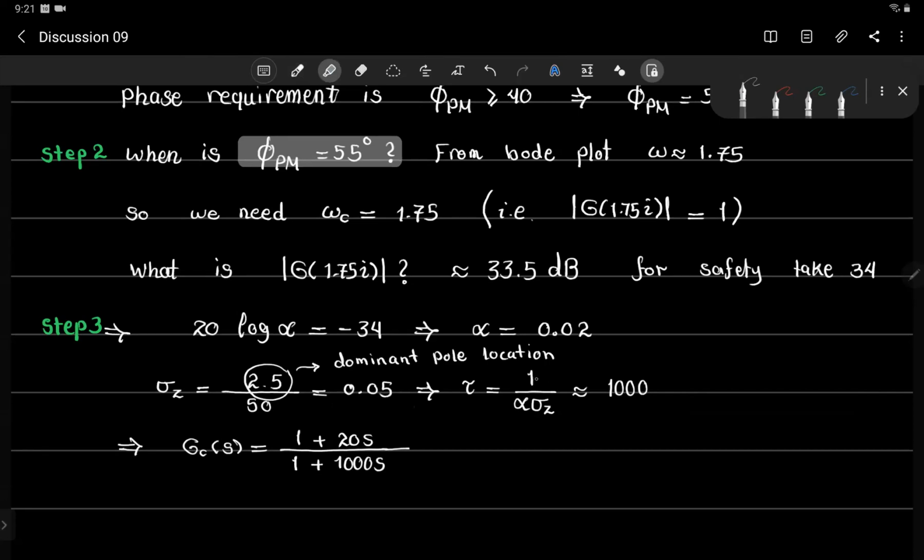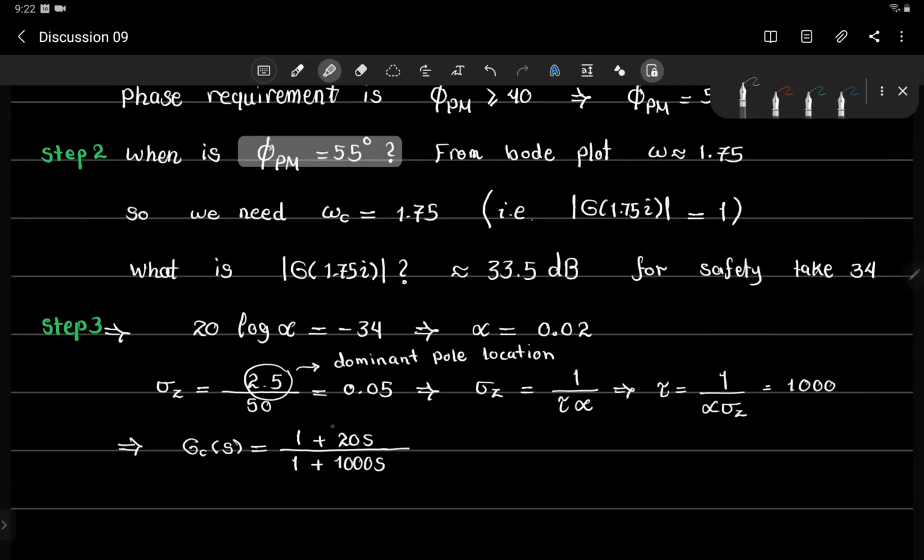And recall that omega z is equal to 1 over tau alpha. So this means that tau is equal to 1 over alpha omega z, which when we compute it is going to be equal to 1000. So now we have tau, and the compensator is going to have the form 1 plus 20s divided by 1 plus 1000s. We see that this pole is at 0.0001, which is very close to the origin, right?